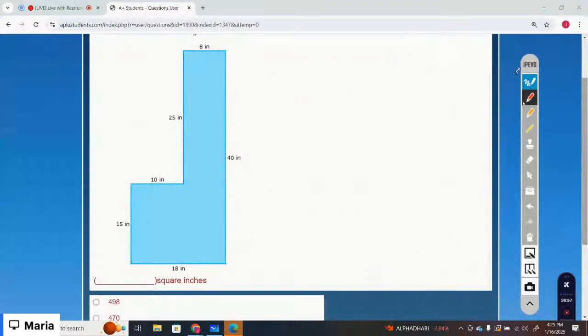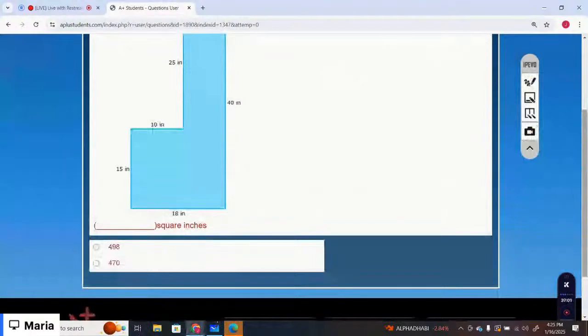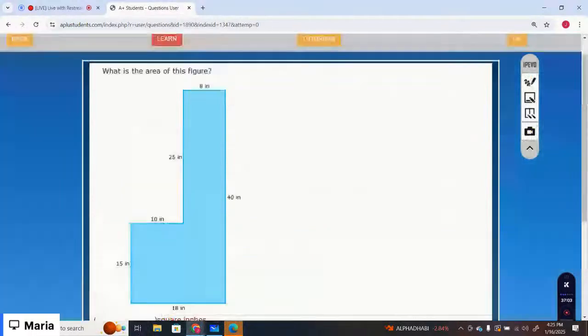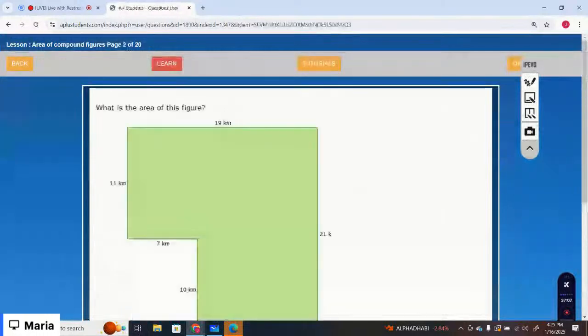So basically, how do we calculate the area of compound figures? You need to divide the figure into smaller figures and calculate the area for the smaller figures, and at the end you have to add them.